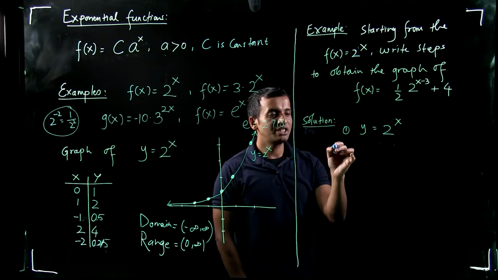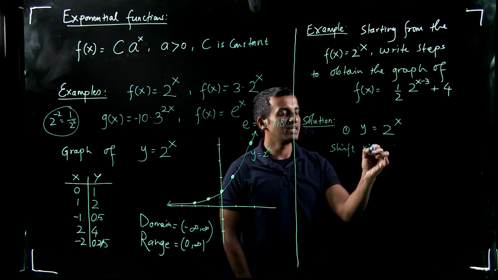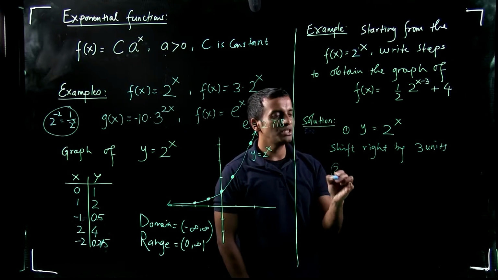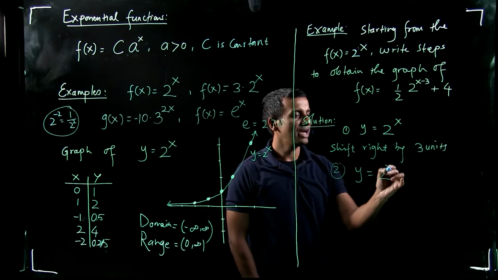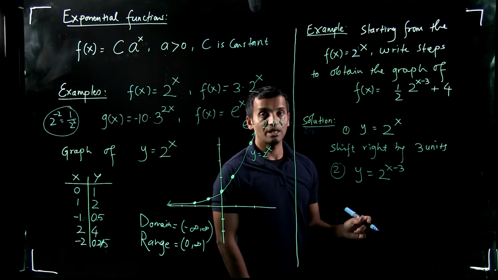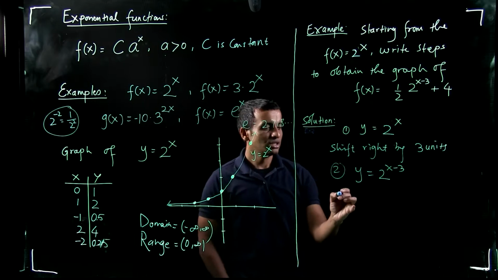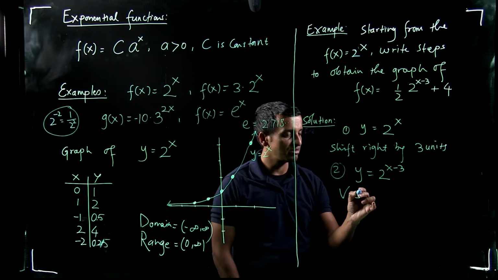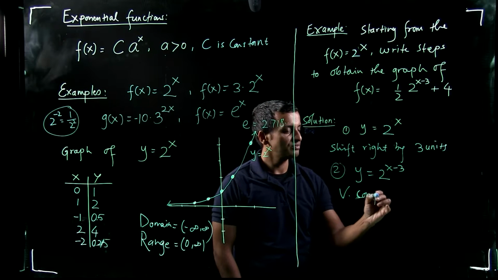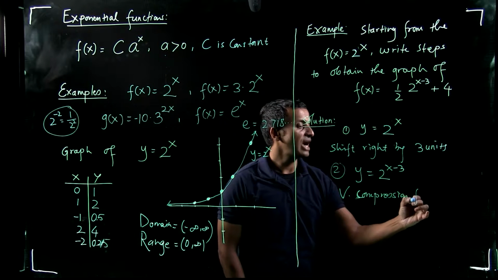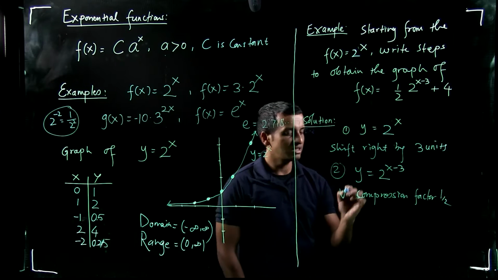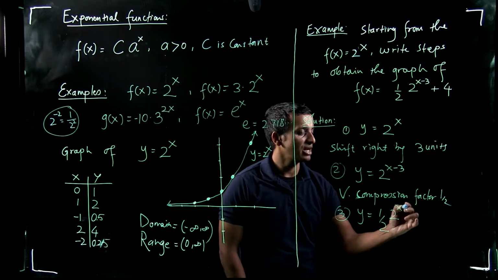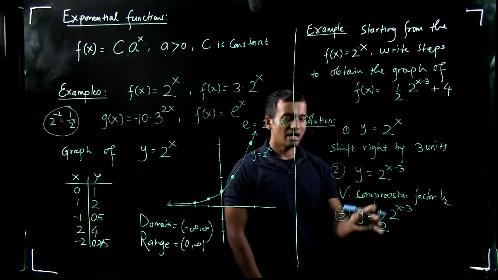You do shift right by 3 units, right? So the equation will be y equals 2 to the x minus 3. This is the shift right by 3 units. Okay, then what? So you're going to get 1/2. So vertical stretch, vertical compression basically because it is less than 1, compression with factor 1/2. So the equation will be y equals 1/2 times 2 to the x minus 3. You multiply the right hand side by that factor.